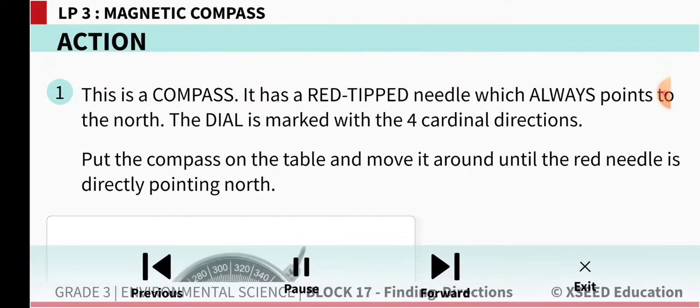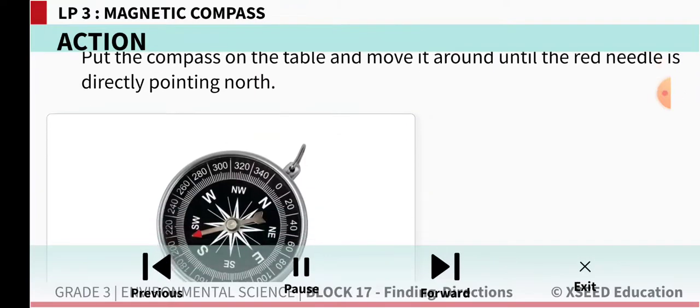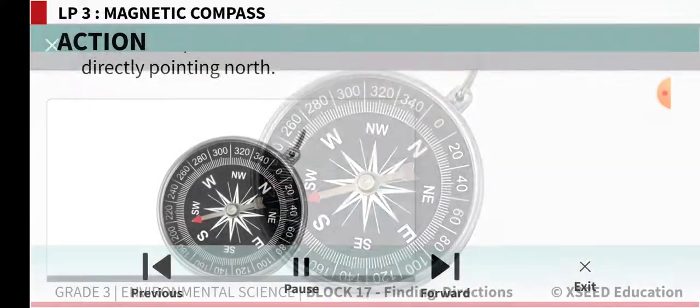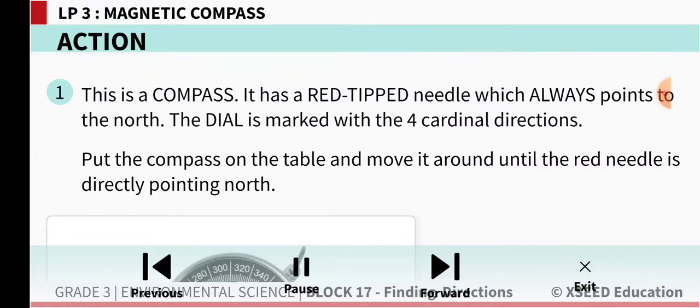So let us learn more about what is a compass. So here they gave us a picture of compass. See? Right? All the directions marked here, needles which point. Okay, the red needle points to the north. Let us learn about this. Let us read and learn.